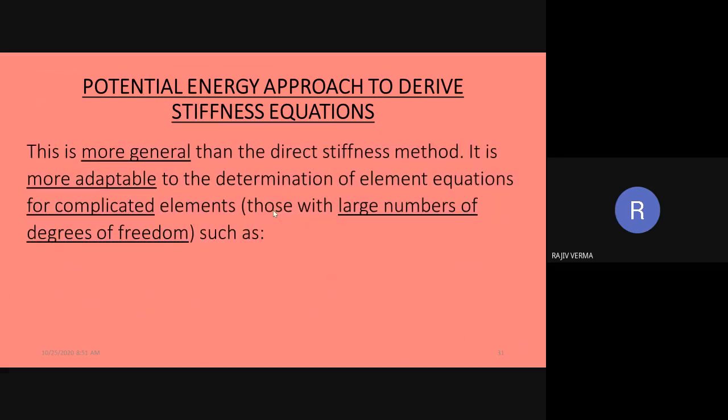Now, the advantage of the potential energy approach is that it is a more general method compared to the direct stiffness method. It is more adaptable to determine the element equations for complicated elements, such as those elements which have large degrees of freedom.